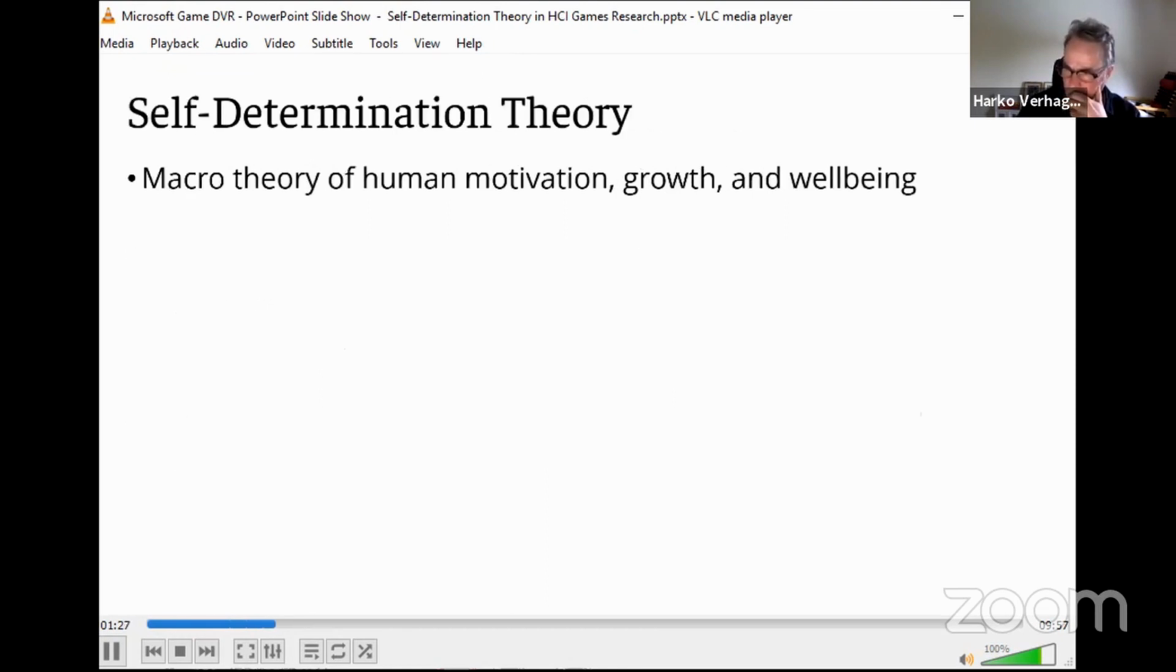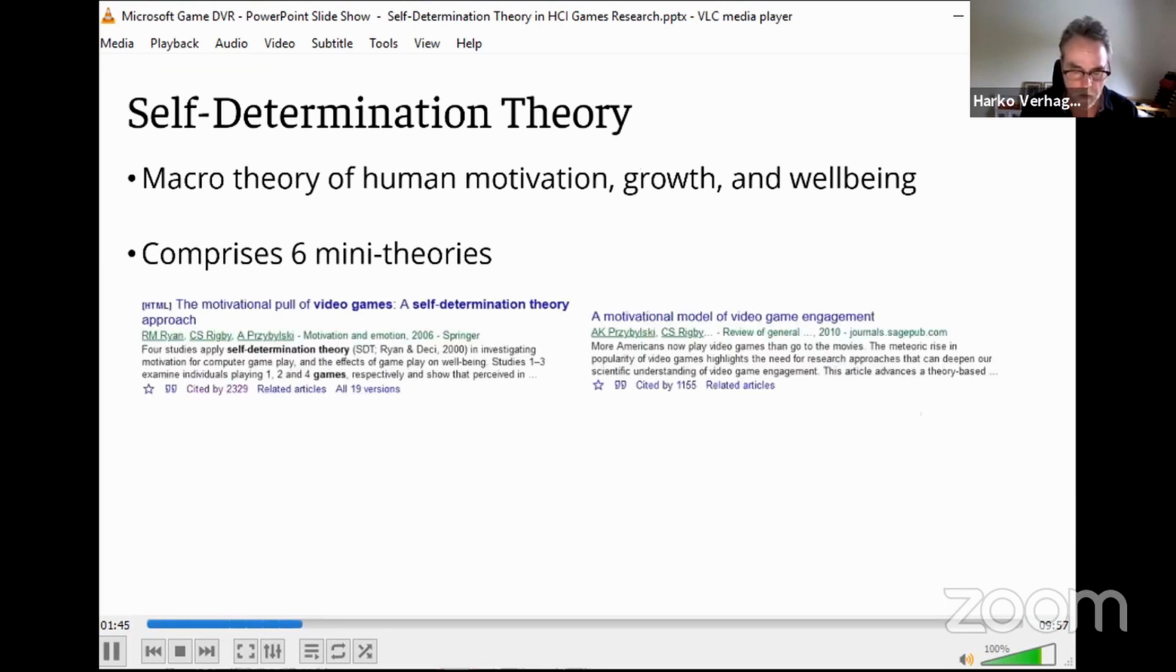Self-determination theory, which is, again, the subject of this work, is quite commonly used. It's a macro theory of human motivation, growth, and well-being. It's too big for me to summarize in this 10-minute talk. It comprises 6 mini-theories, and it's heavily cited, particularly for the games-related work that's been done, which has over 3,000 citations in some.